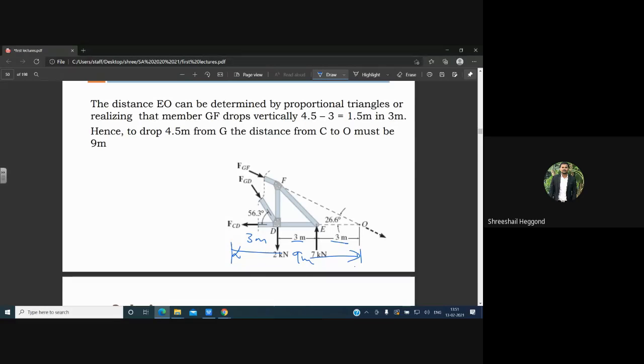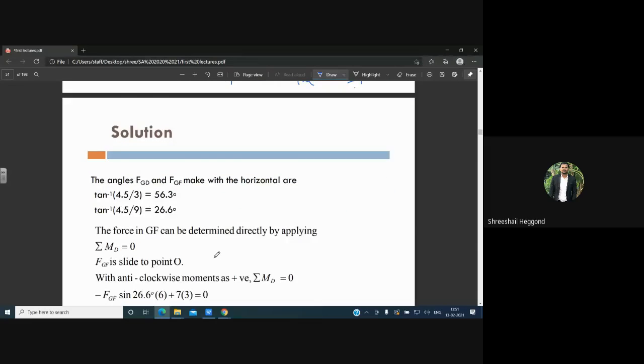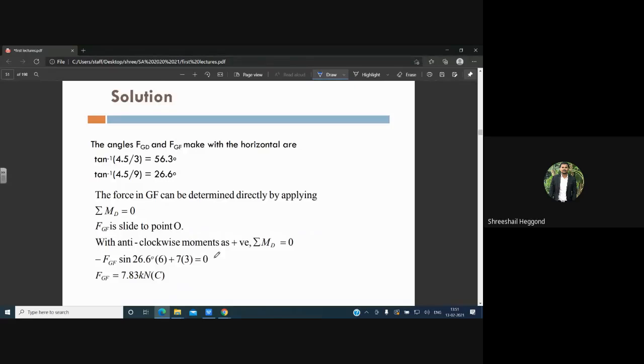Because in one section we have 3 unknowns, we cannot solve directly by considering the moment about point E. Therefore, an extended imaginary triangle is used, and then the angle of inclination is calculated. Just to calculate the angle of inclination, this imaginary triangle is prepared. Once you've done this, you can write the expression for the angle calculations, that is angle FGD and FGF.